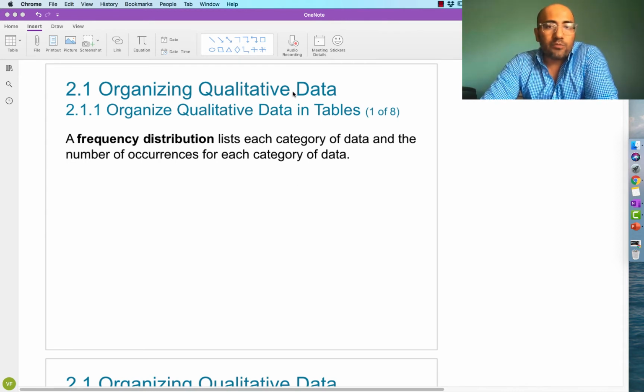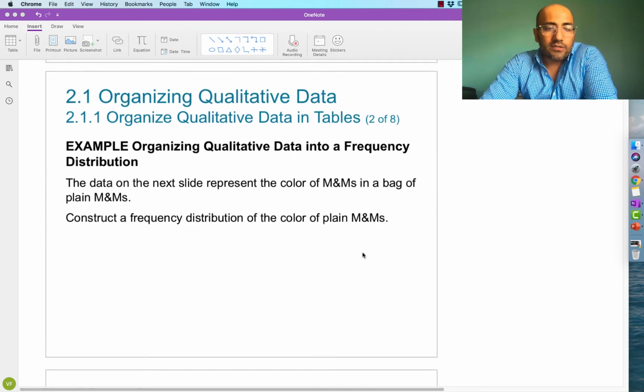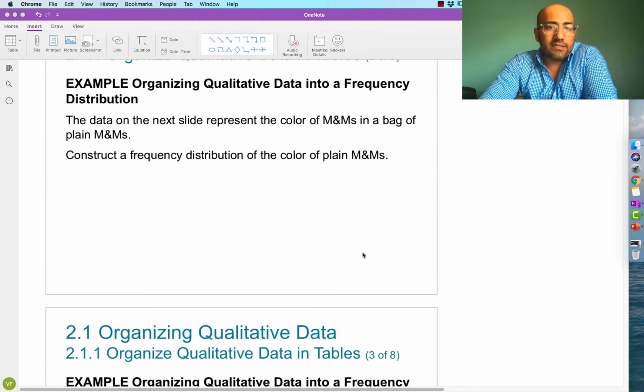Remember, we're looking for qualitative data, which means that it's non-numerical in nature. For example, if we just ask people what their favorite color is, right? The results are just going to be a bunch of colors. We're not going to get any actual numbers that we can do math with. Okay, all right, so here's an example. The data on the next slide represents the color of M&Ms in a bag of plain M&Ms. Construct a frequency distribution of colors of plain M&Ms.